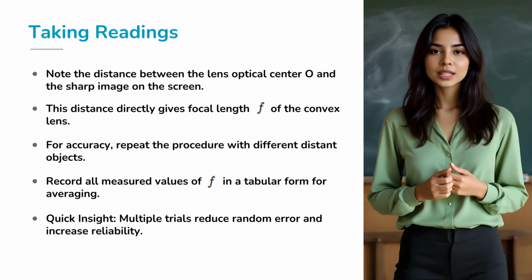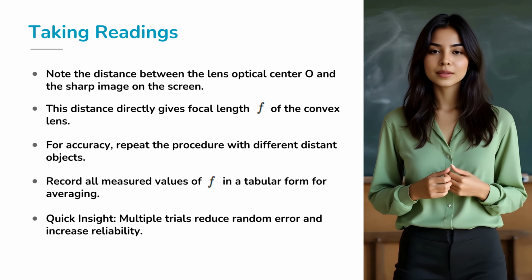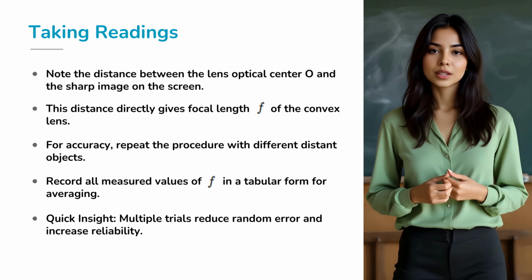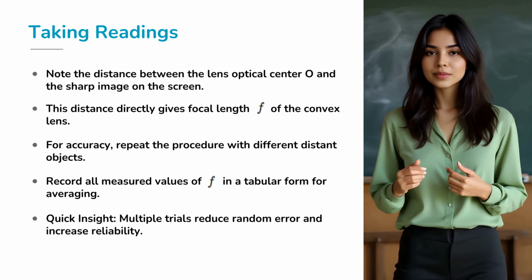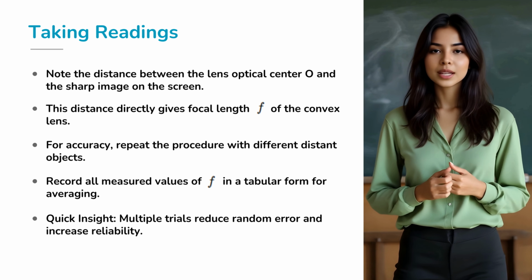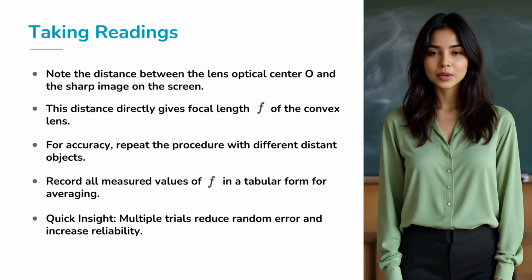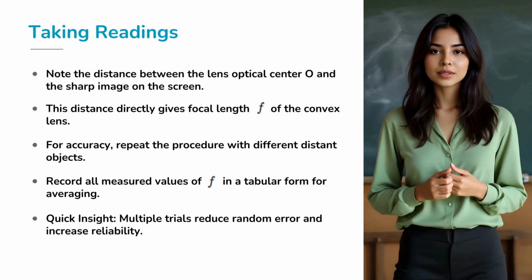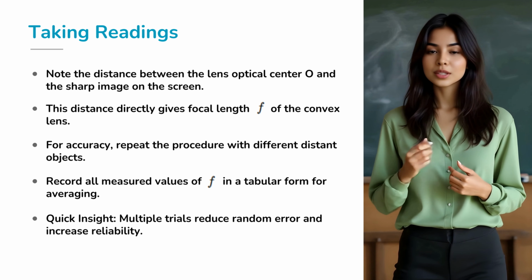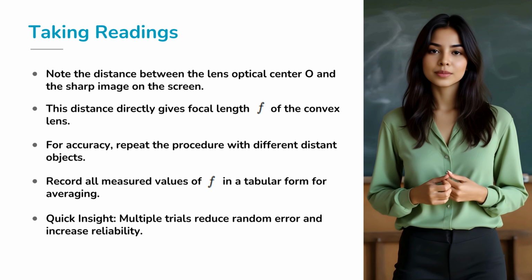Here's a quick insight. Multiple trials are like cross-checking your answers in math. The more times you verify, the more confident you can be that your result is correct. So to sum up, by carefully measuring, repeating, and averaging, we arrive at a precise value of the focal length of the convex lens. This systematic method is what turns a simple experiment into a reliable scientific procedure.